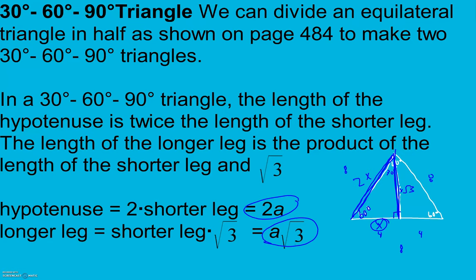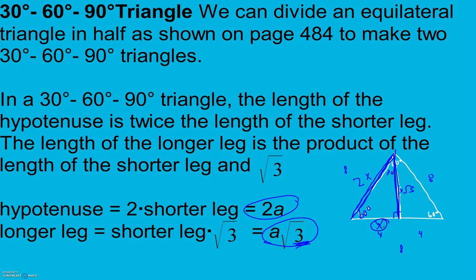Shorter leg times the square root of 3. And it's got to be our shorter leg here, guys. And remember, it's got to be your shorter leg by the fact that your hypotenuse has to be your longest leg. So we can't take our hypotenuse and multiply it by the square root of 3 because then it's not the longest leg anymore. It has to stay our longest leg. And I remember that it's a square root of 3 because this is a 30, 60, 90 degree triangle.